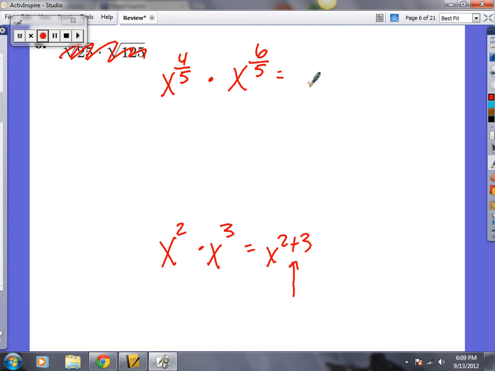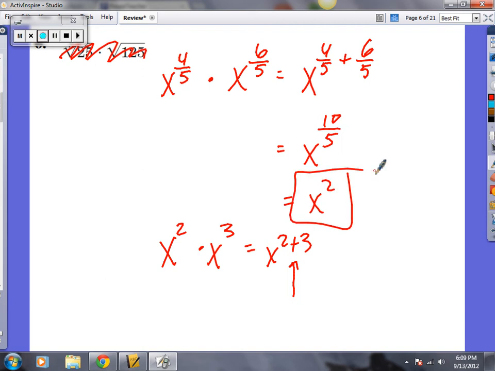So it's no different here. It's going to be x to the 4/5 plus 6/5. And since they're common denominators, you just add your numerators. It's going to be x to the 10/5, and x to the 10/5 is the same thing as x squared. Done. Sweet. Okay, the rest of these, let's leave them.